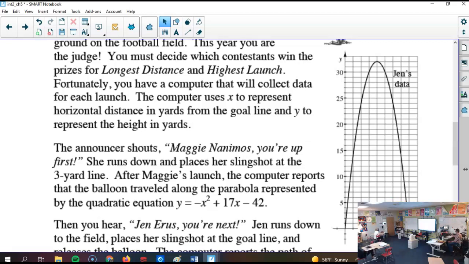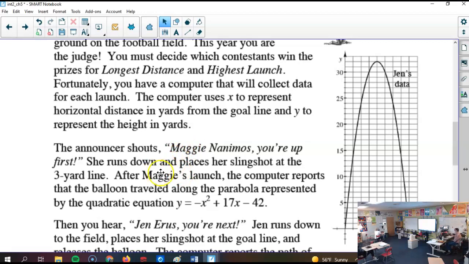So, wait, 8 what? Is it like miles? Because that's X to represent horizontal distance in yards from the goal line, Y to represent height in yards. So yards and yards, right? Lots of yards. The announcer shouts, Maggie Unanimous, you're up first.